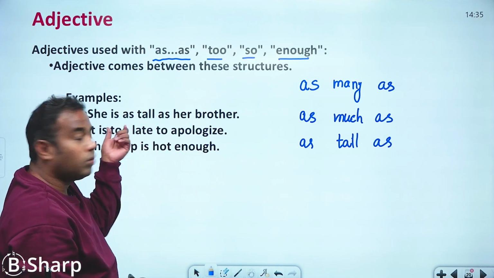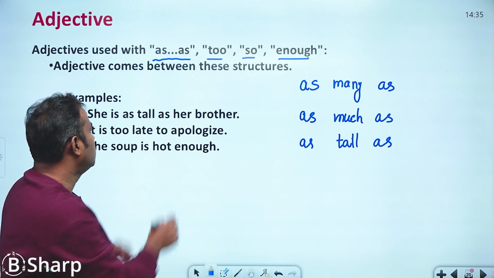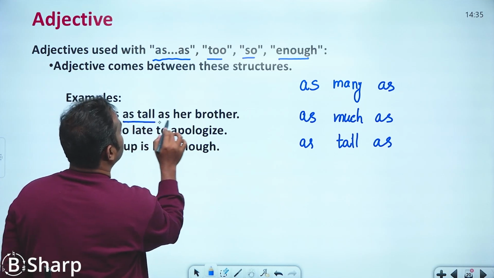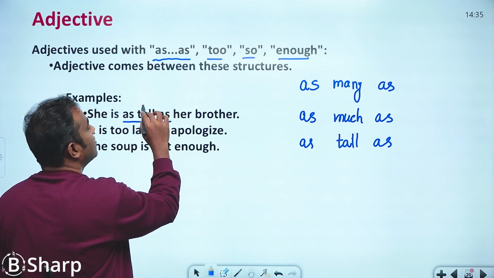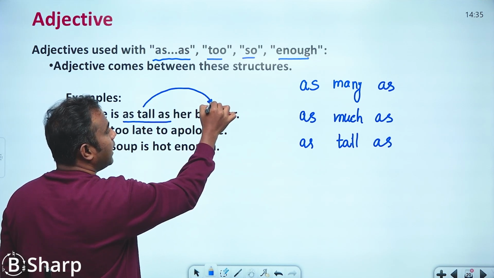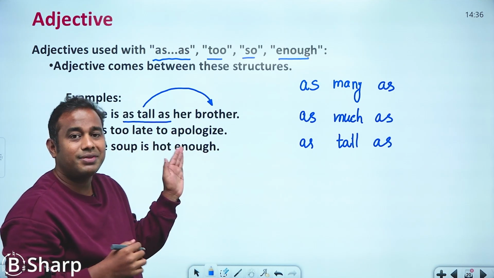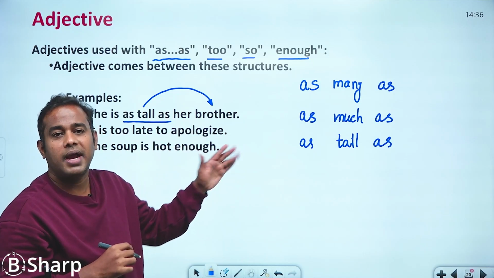Look here, she is as tall as her brother. Here, as tall as compares her with her brother. Her brother is a very tall man, so whatever the height her brother is, the same height the girl also has.